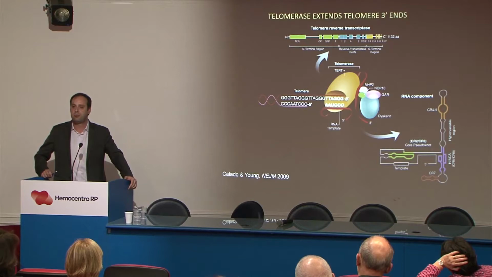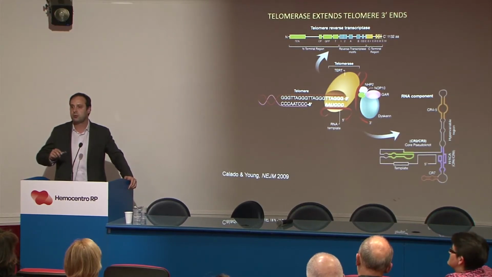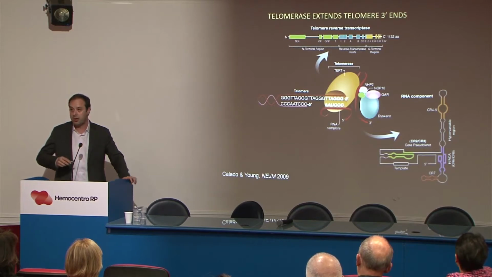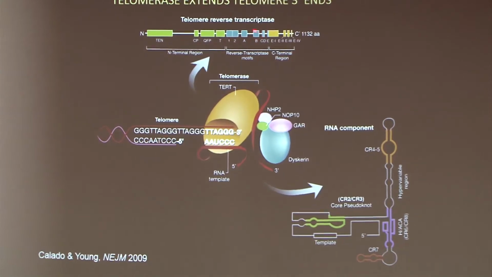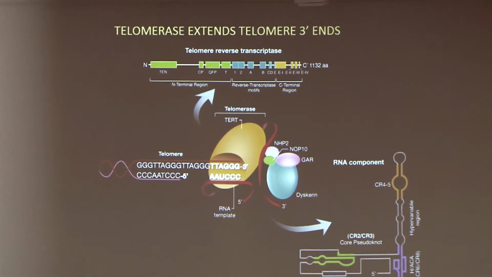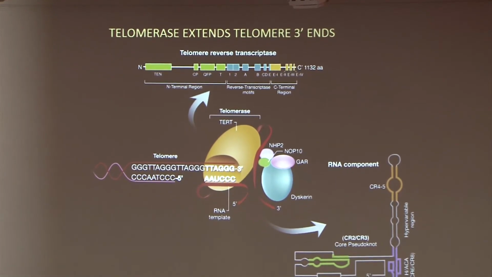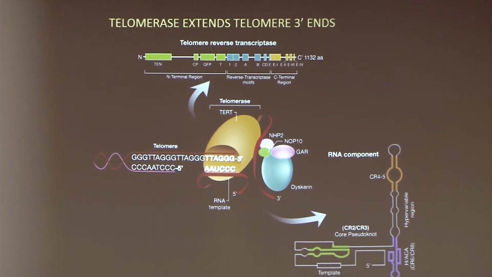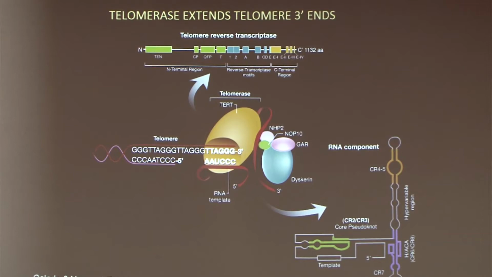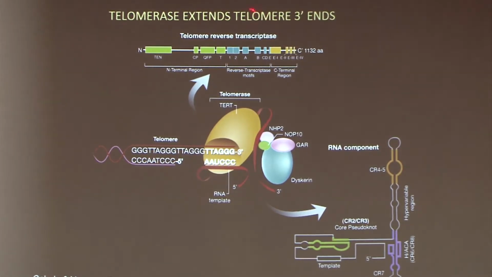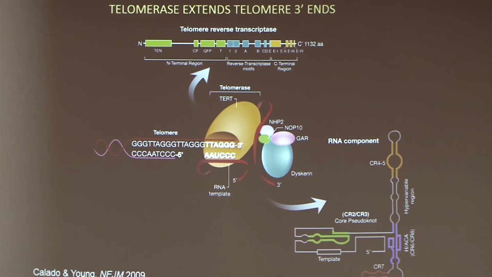is by reverse transcription. So we have one single reverse transcriptase in our bodies, that is telomerase, that has a reverse transcriptase motif that is very similar to the reverse transcriptase in, for instance, the HIV virus. In fact, zidovudine or AZT or the reverse transcriptase inhibitors that we use to treat patients with HIV also inhibit telomerase, because these are pretty much the same motifs.